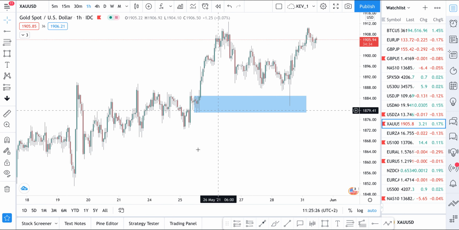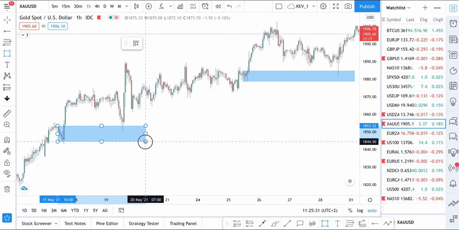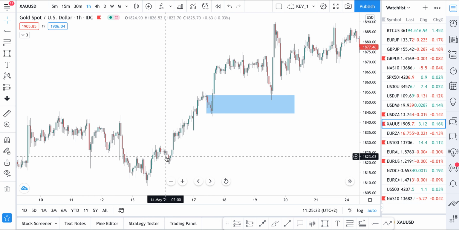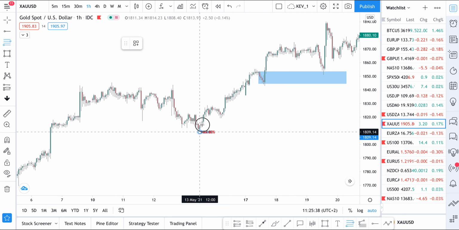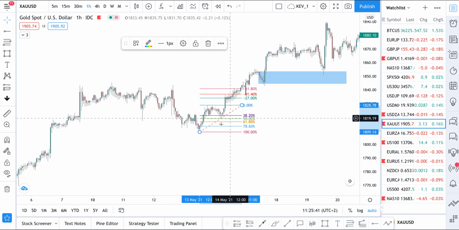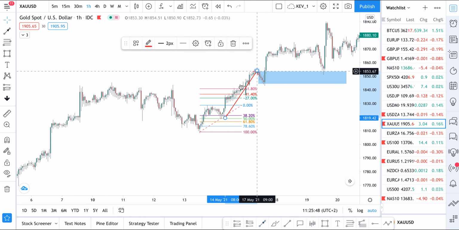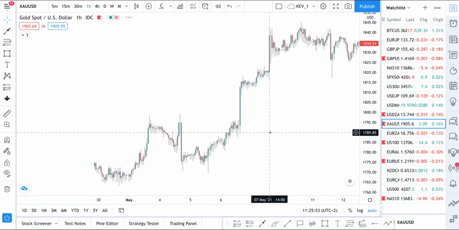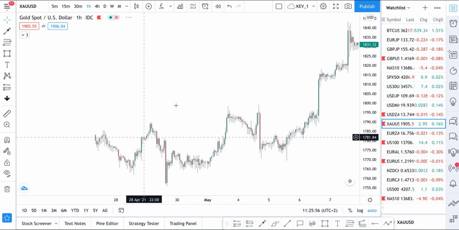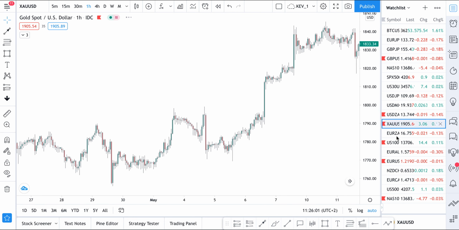That was a nice demand zone on the gold. This was also a nice demand area on the gold. This was a nice retracement level on the gold. It retraced back to the 50 and went back up from that level. That was a nice one. So using these tools will basically help you identify these zones and levels so that you do not make a mistake whenever you are entering the market.